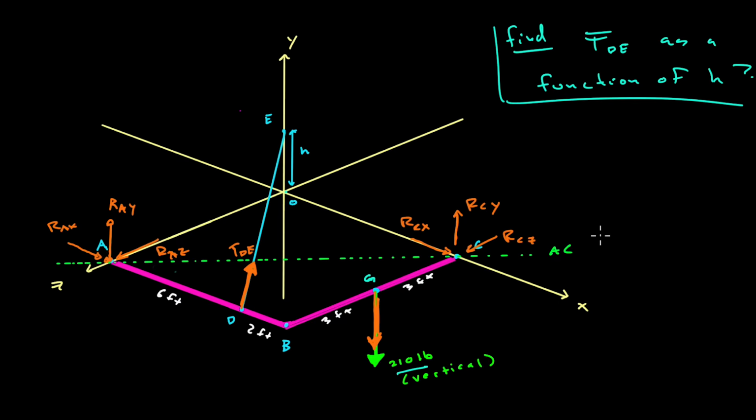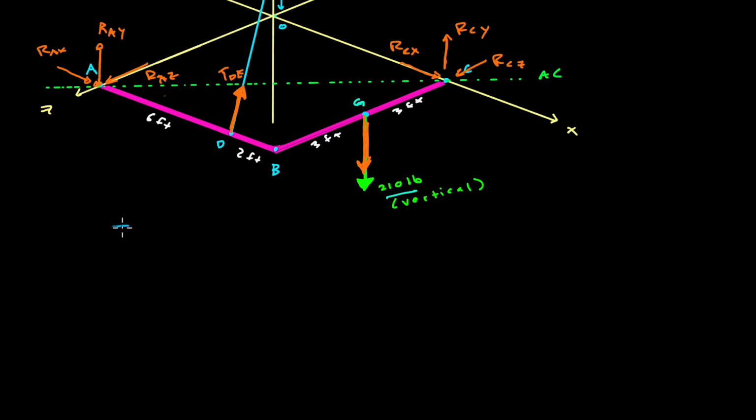Now, from a high level, you can already see that we chose this axis very strategically, because looking at it now, it's clear that none of the 6 reaction forces at point A or C will contribute any moment about that axis. In fact, it would only be the 210-pound vertical applied load and the tension in cable DE that contribute to any rotation of the rigid body about line AC.